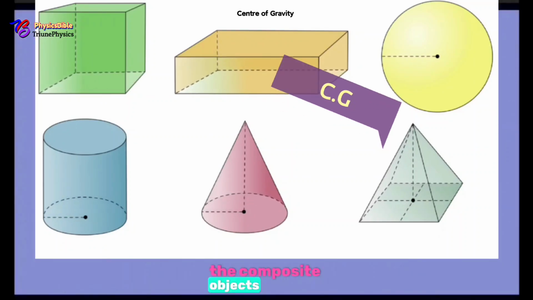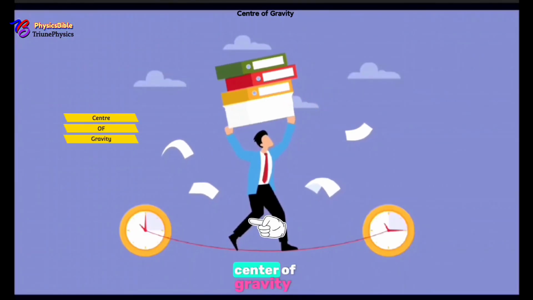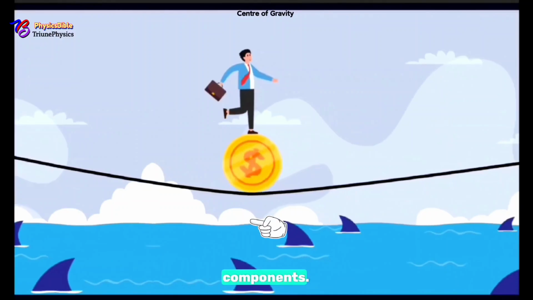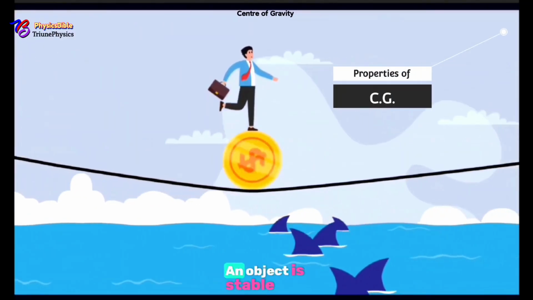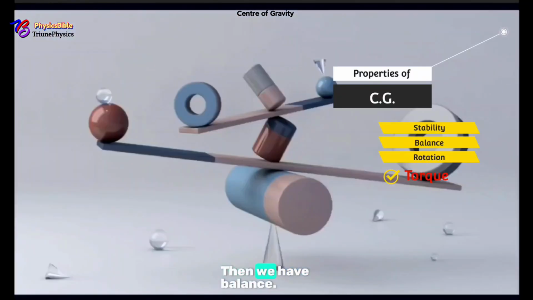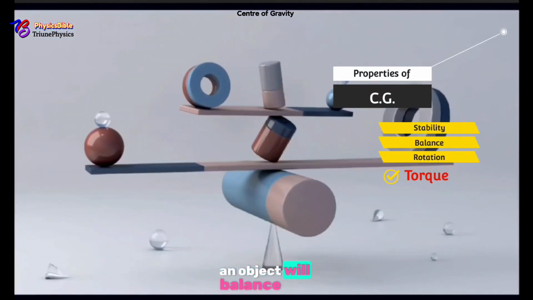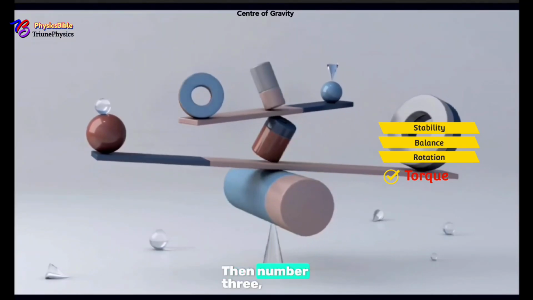Then we have composite objects. The center of gravity can be found by calculating the weighted average of the centers of gravity of the individual components. So what are the properties of center of gravity? We have stability. An object is stable if its center of gravity is below its point of support. Then we have balance. Number two, an object will balance if its center of gravity is directly above its point of support.